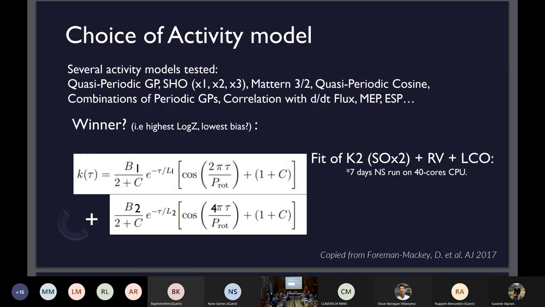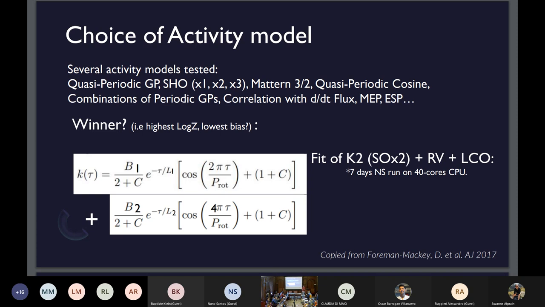So then we started testing what would be a good model for this. And we tested quite a few kernels. Some of them were described in the paper. Some of them I kept testing because probably I hate myself and I'm trying to see when this fails. And we basically tested all the models against each other and calculated the Bayesian evidence.